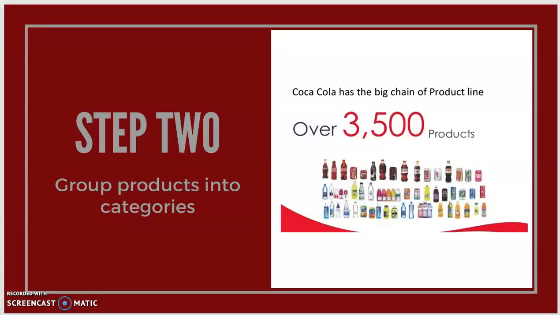Excuse me, I had you on there. Step 2 is group the products into categories. Now, when you hear about Coke, you think, okay, Coke sells beverages, right? But they sell over 3,500 products, and they have many different divisions. They have a soft drink division, a juice division, a tea division, water. I don't know if they have any alcoholic beverages or not. They have flavored water, okay? They have energy drinks, all kinds. Those are all in categories.